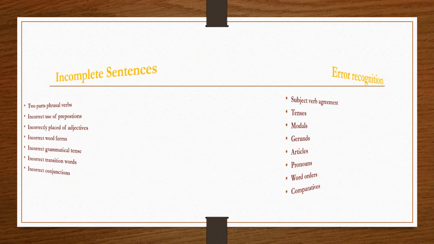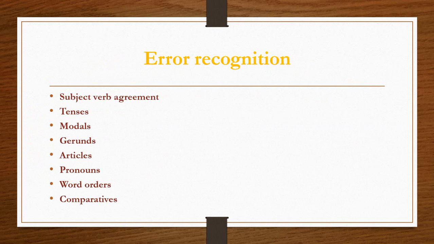Error recognition. You need to review your grammar thoroughly to get a high score in this section. In particular, you should look out for subject-verb agreement, tenses, modals, gerunds, articles, pronouns, word order, comparatives. Remember, you're only being asked about the underlined words. Words not underlined are always correct.